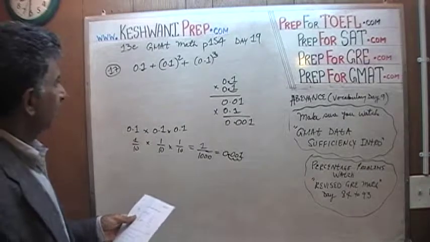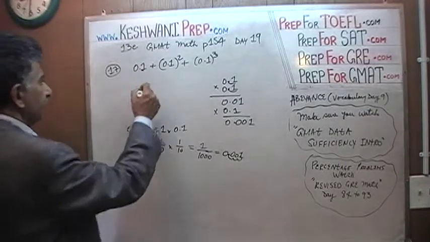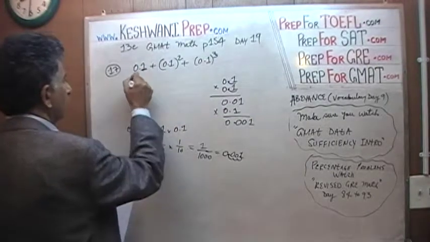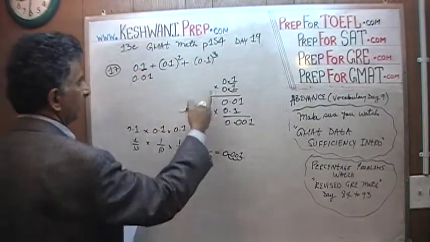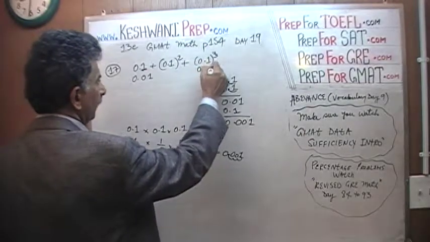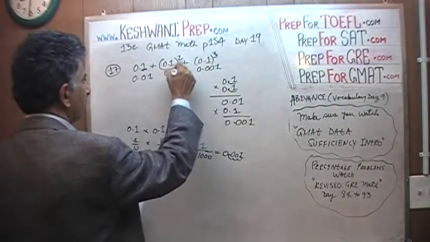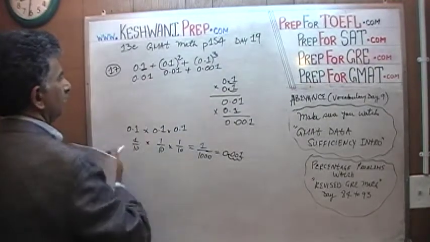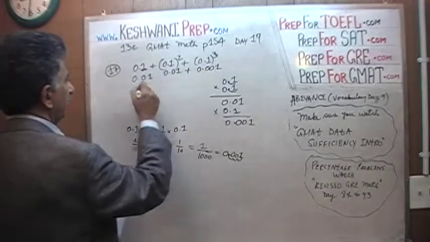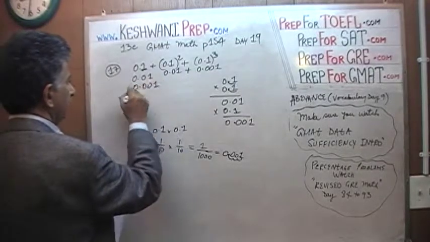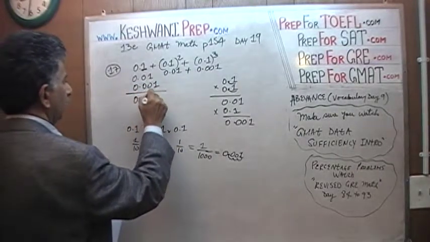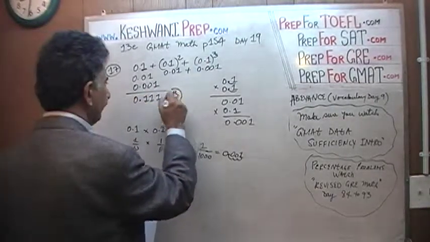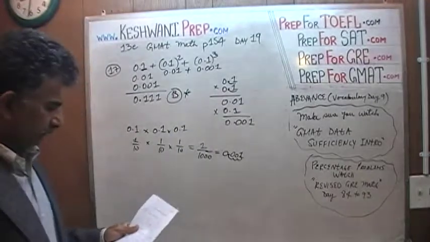That's not actually all. Now we have to add them up. So this is 0.1, this guy is 0.01, and this guy is 0.001. Add them all up, and we end up with 1.111, and the answer is B. Very simple, very straightforward.